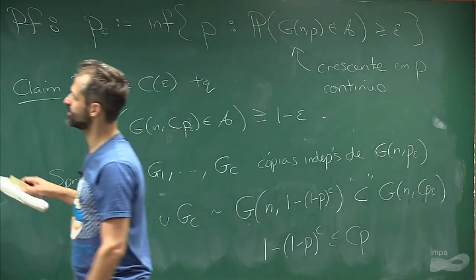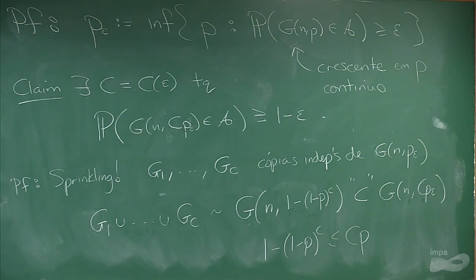Let me write that. So the probability that G(n, c p epsilon) is in A is at least the probability of the union of the events, i equals 1 up to c, of G_i is in A.